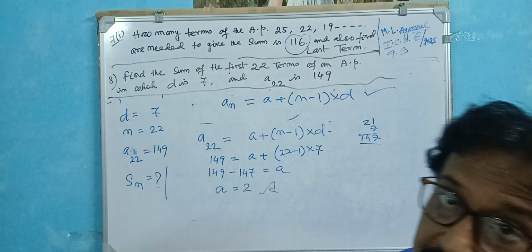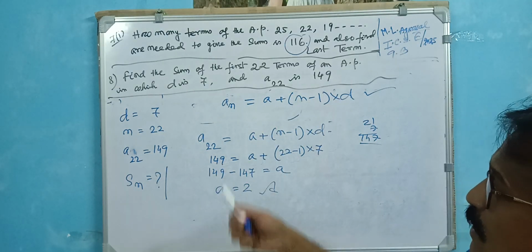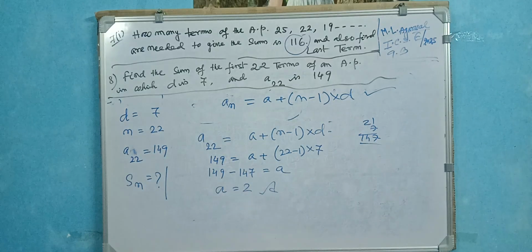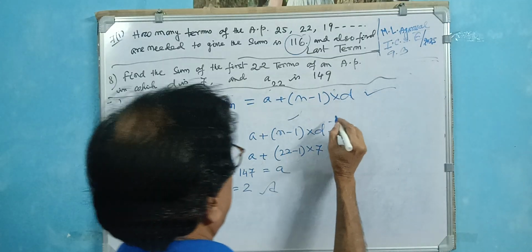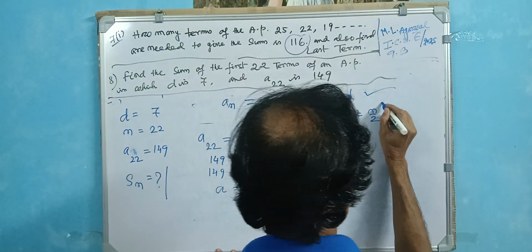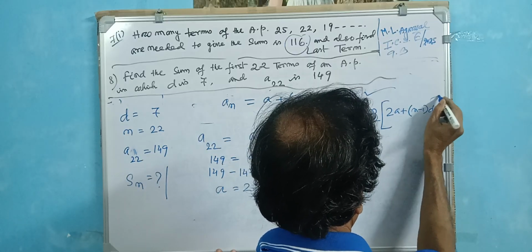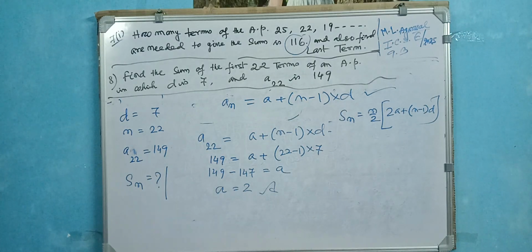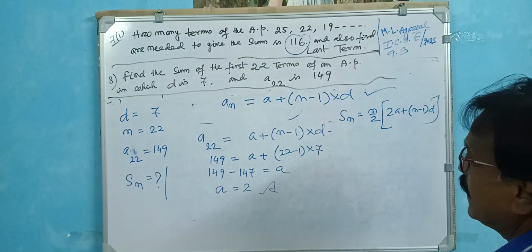Which formula do you apply where? This is very important. It's not the other formula; you must get a first. You get a first, then here you apply S_n. S_n is equal to n by 2 bracket (2a + (n - 1)d). That is the sum. a you get 2. Find the sum of the first 22 terms. This is S22.